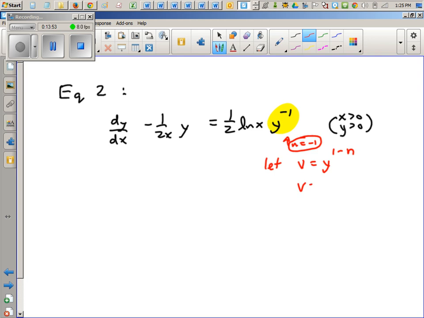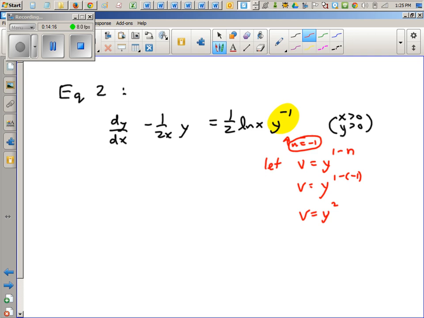Okay, so for this problem, v is y to the 1 minus -1. So v is y squared. I'm telling you, if you get this part wrong, you're going to get the whole problem wrong after 10 minutes of wasting your time. So you've got to get the v and y thing figured out real early.